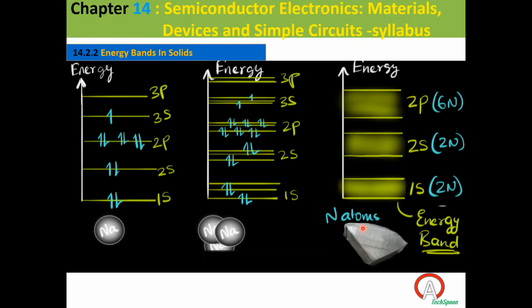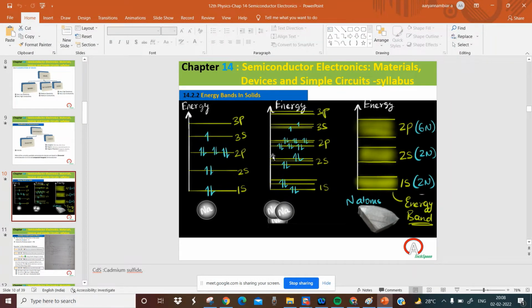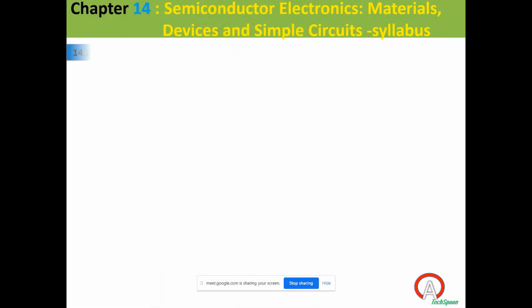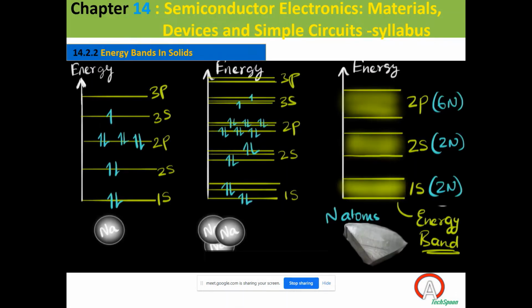Sir, the screen share hasn't happened. Okay. Now you can see, right? Sorry, I forgot to share it.